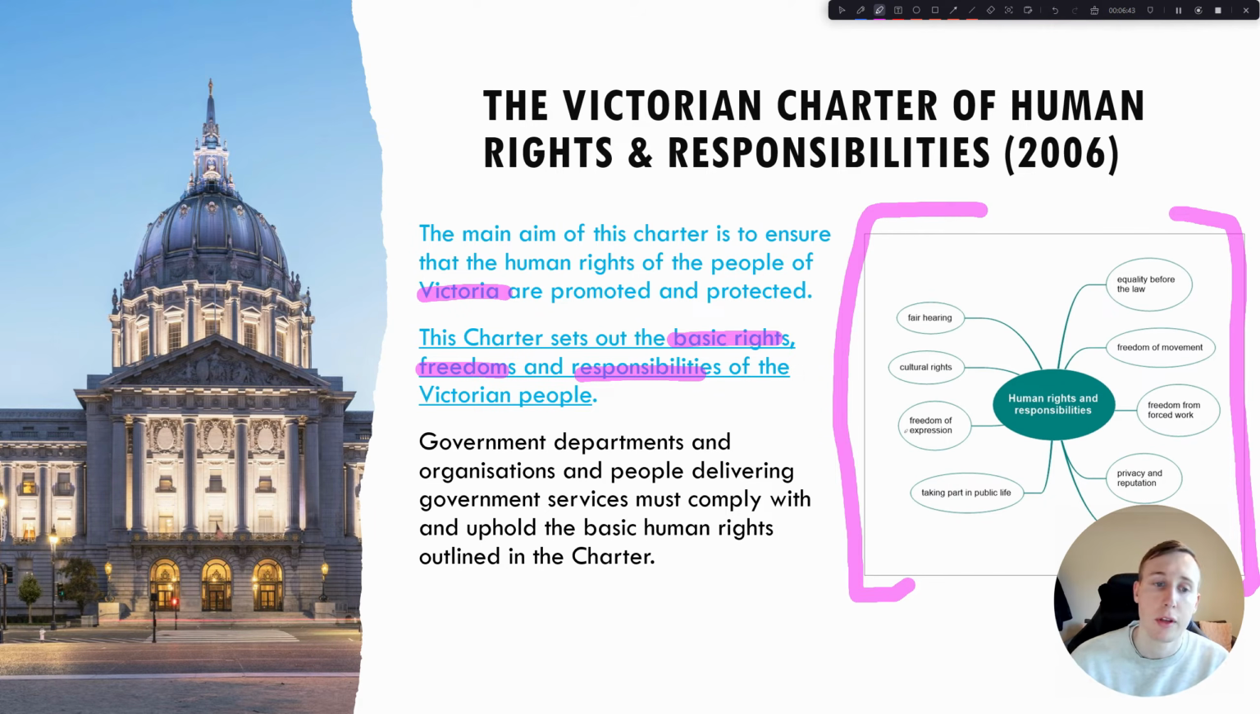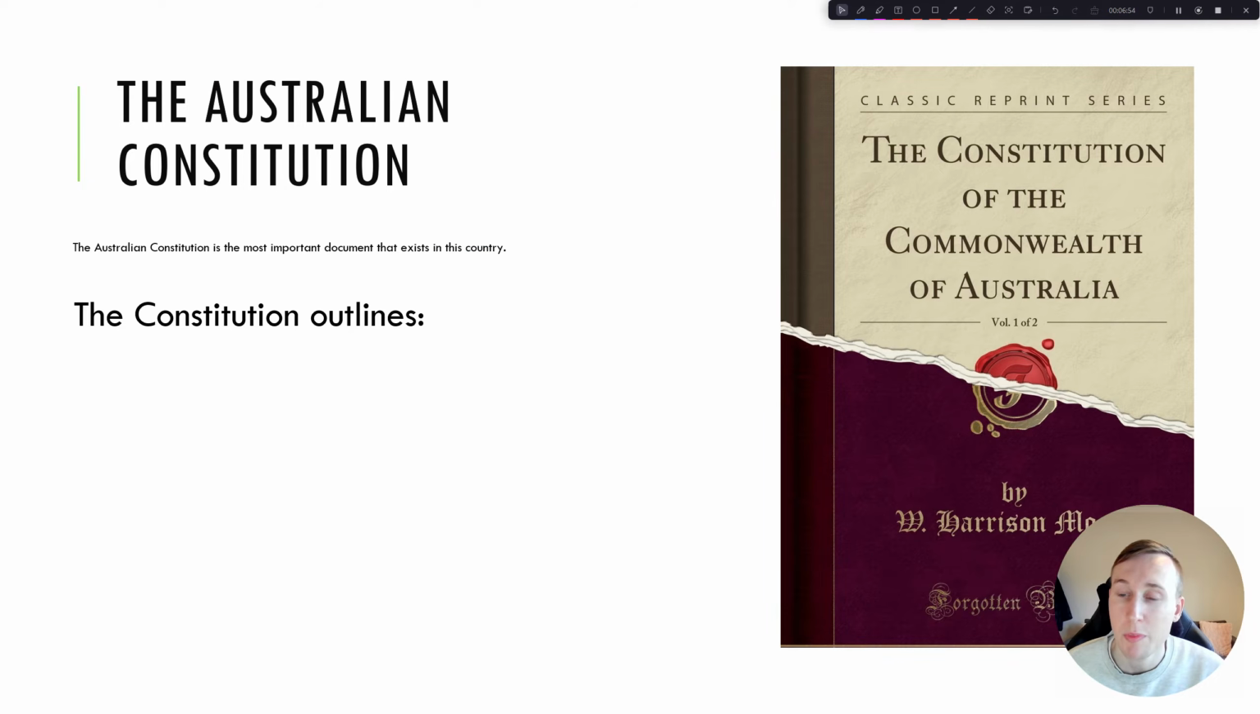As you're starting to see from this theme, we have multiple different methods by which our rights are protected. All right, moving on to the Constitution. This is probably the trickiest part of this topic, so I'm going to do my best to explain it in as simple terms as possible.